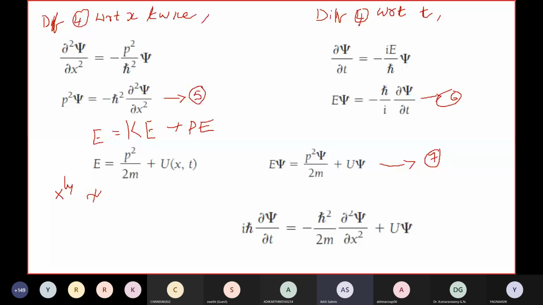So are we supposed to learn all these equations? Yes, you will be asked.